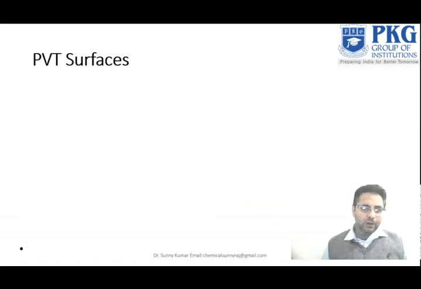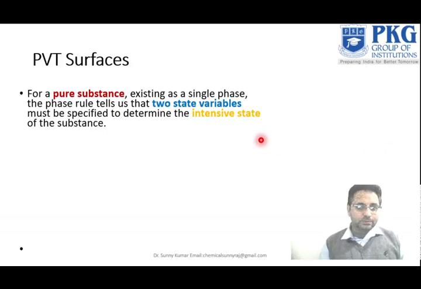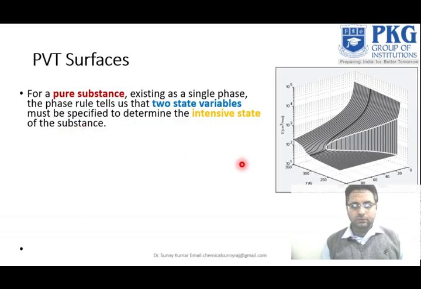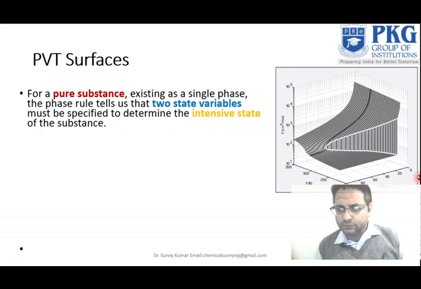so now we will discuss the pressure, volume, temperature surface. For a pure substance existing as a single phase, the phase rule tells us that two state variables must be specified to determine the intensive state of the substance. So this is your PVT surface. This is a 3D diagram. This is volume, this is temperature, and this is pressure, where the pressure is changing from 0 to 100 bar, and this is temperature from 200 to 350.